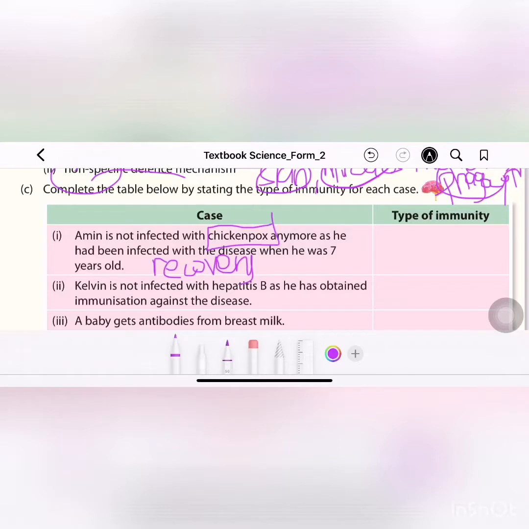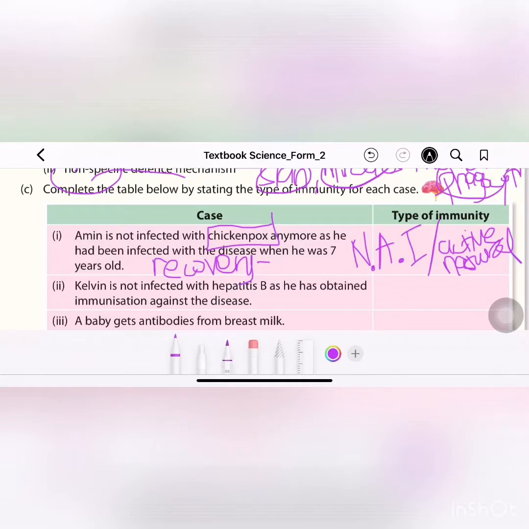After you fall sick, you have chickenpox and then you get better. During this recovery, your body has reached an immunity level so that next time you will never get chickenpox anymore. So what type of immunity is this? This is natural active immunity, or you can say active natural.